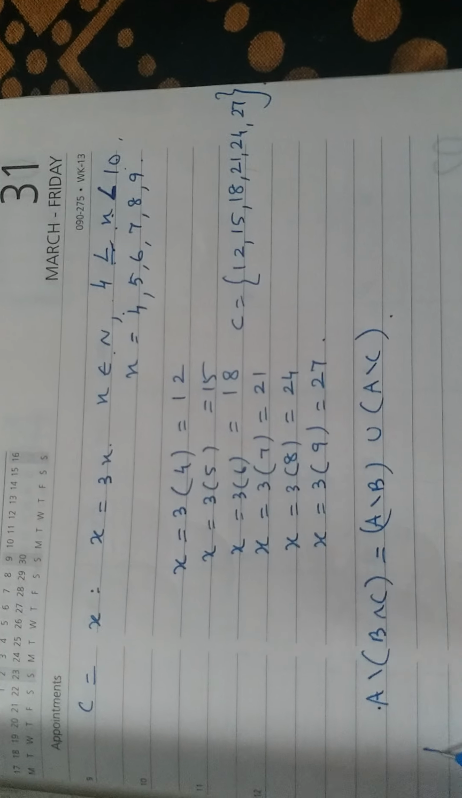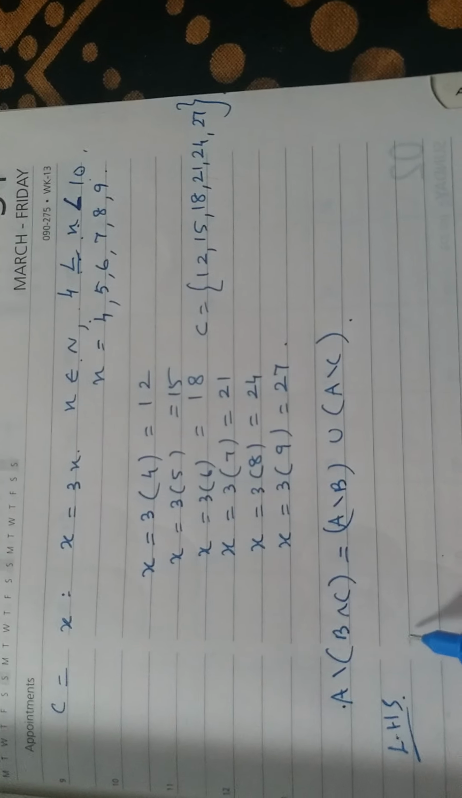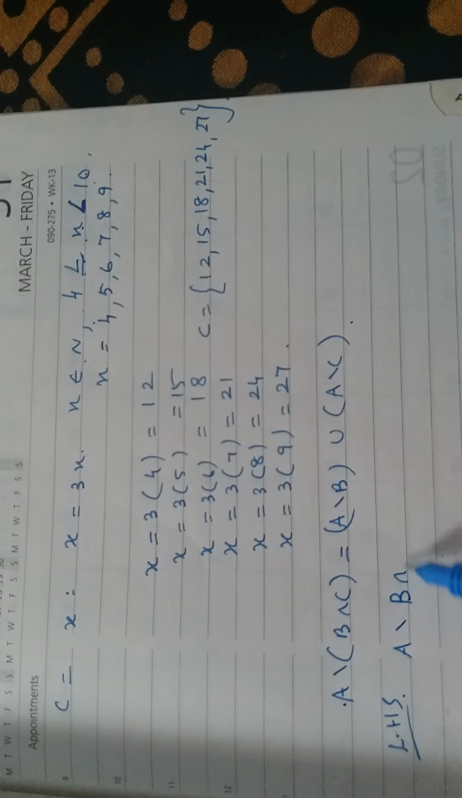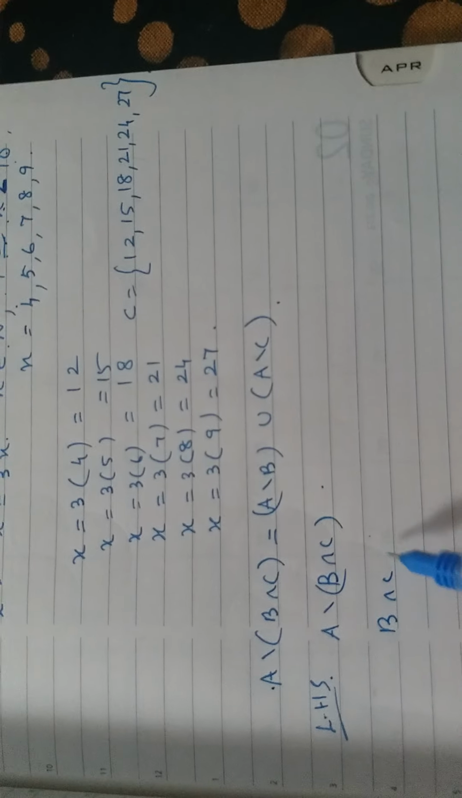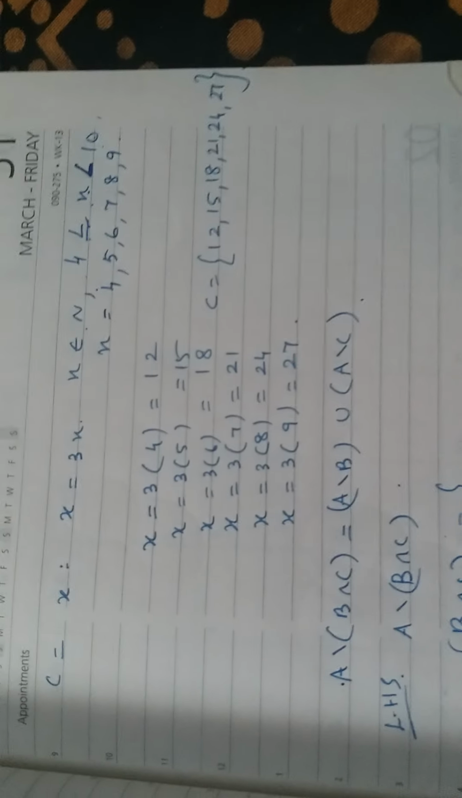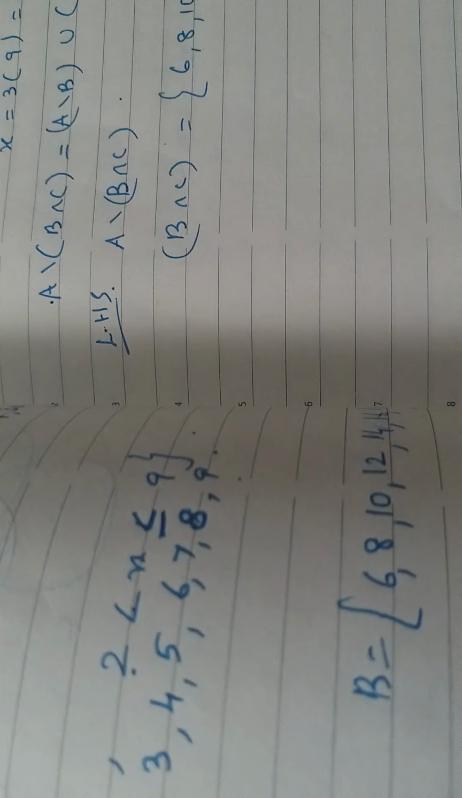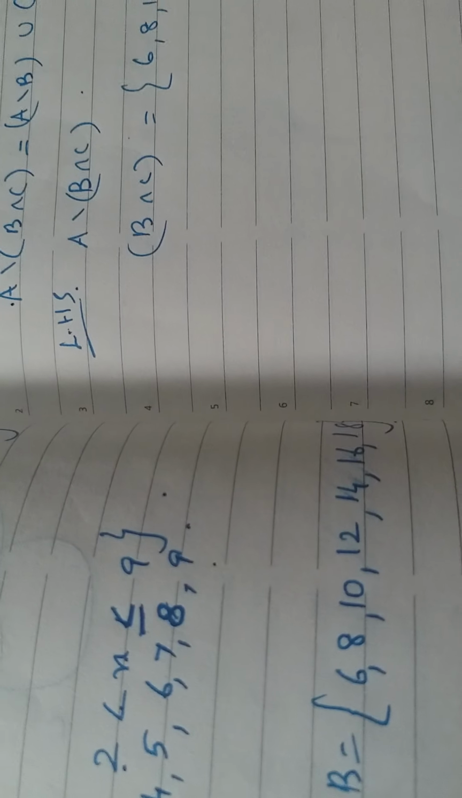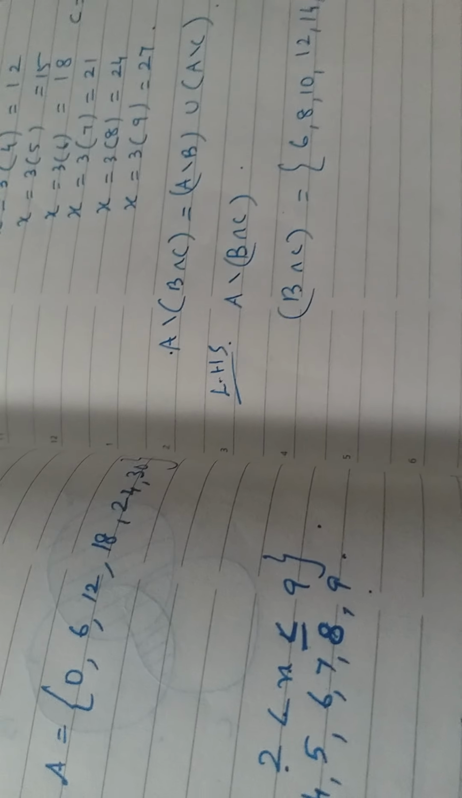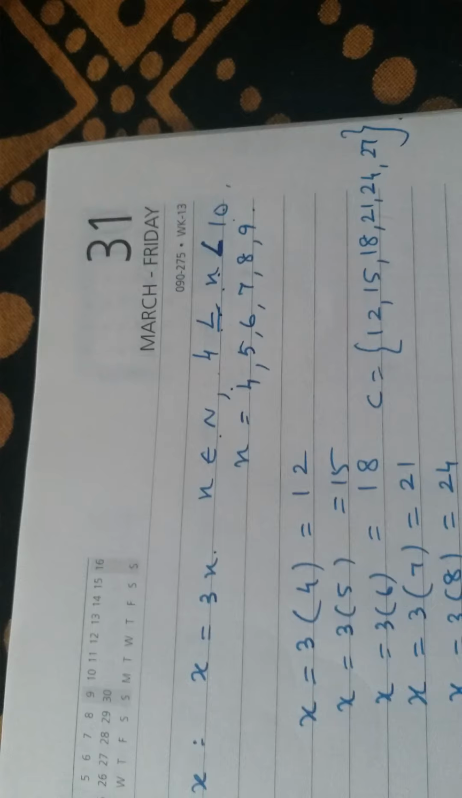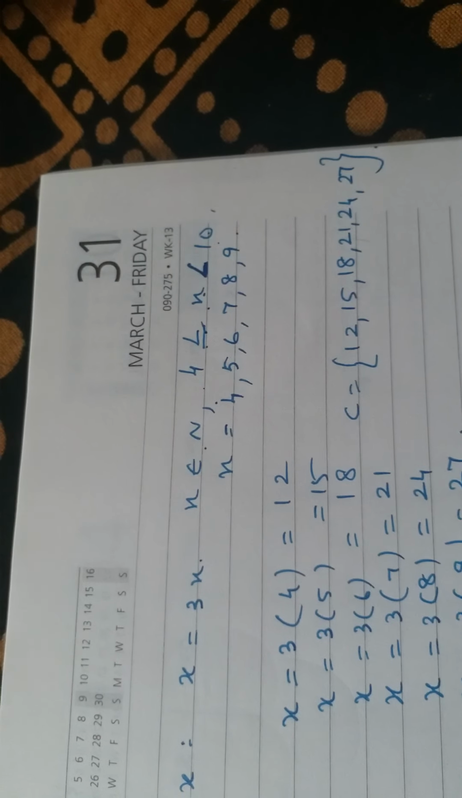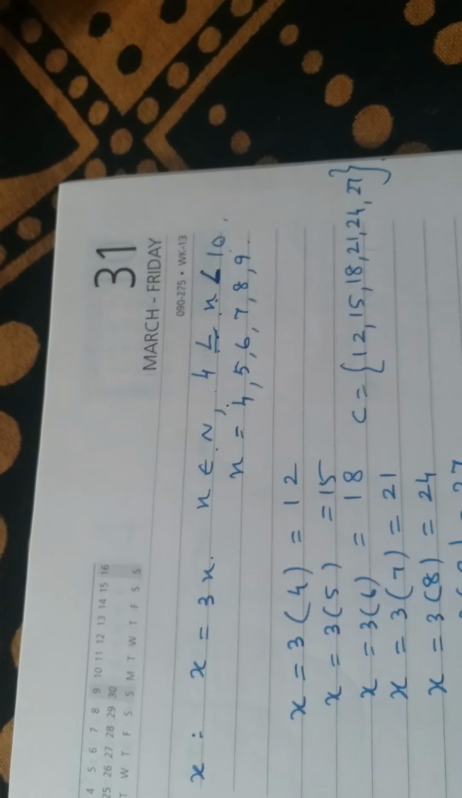So, first find out your left hand side. Left hand side means you have to find out A minus B intersection C. So first find out what is B intersection C. Write B values. B value is 6, 8, 10, 12, 14, 16, 18. Intersection, what is your C now? C is 12, 15, 18, 21, 24, 27.